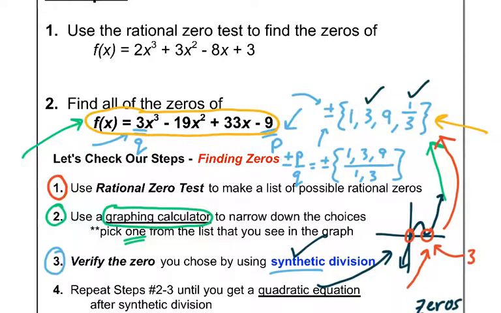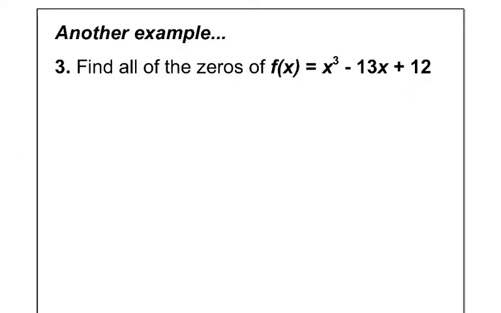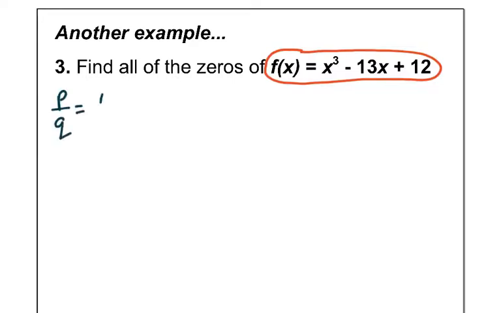Let's try one more. Let's find all the zeros of this friend. Okay, nothing to start with. Nothing to help you out. So you start with your P over Q list. Let's make a list of all the possibilities so we know some place to start. All right, my P over here is all the factors of 12. So 1, 2, 3, 4, 6, and 12.